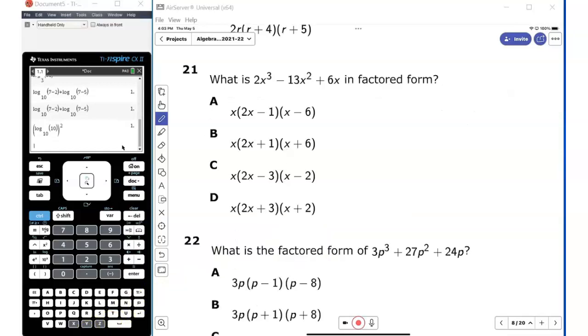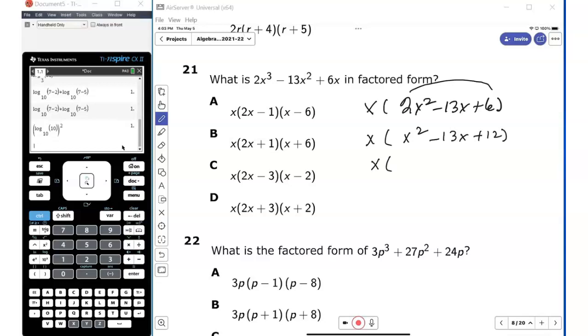21, we're going to find the greatest common factor. What is 2x cubed minus 13x squared plus 6x in factored form? And you notice they have an x in common. So it's x times 2x squared minus 13x plus 6. Remember the way I taught you, you're going to multiply 2 times 6. So you have x squared, you drop the 2, minus 13x plus 12. Find the factors of 12. So you have x minus 12, x minus 1.